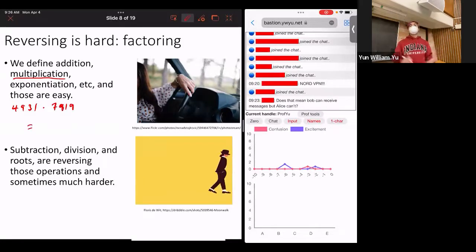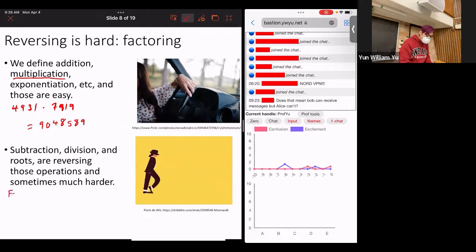All of you have known how to do that since grade school, right? This ends up being 9048589. And you could do it just by doing long multiplication. You multiply each of the different spots, you add them together, and you get the answer. Multiplication is relatively easy. But on the other hand, we talked about how division is hard. But if division is hard, then that means that factoring is even harder.